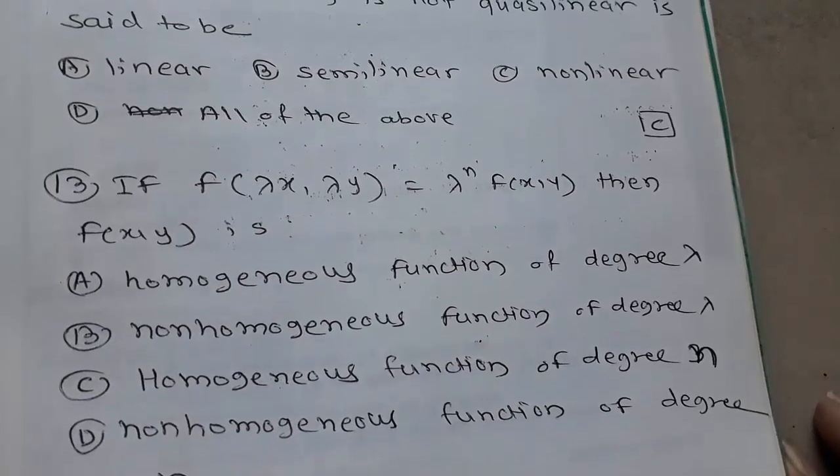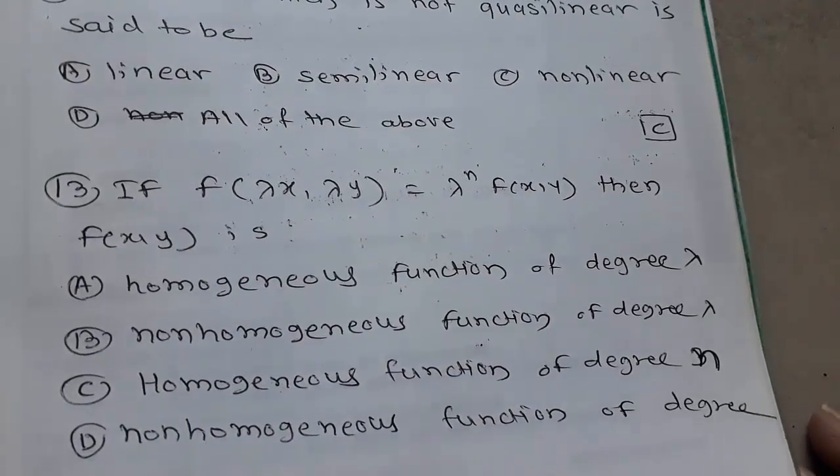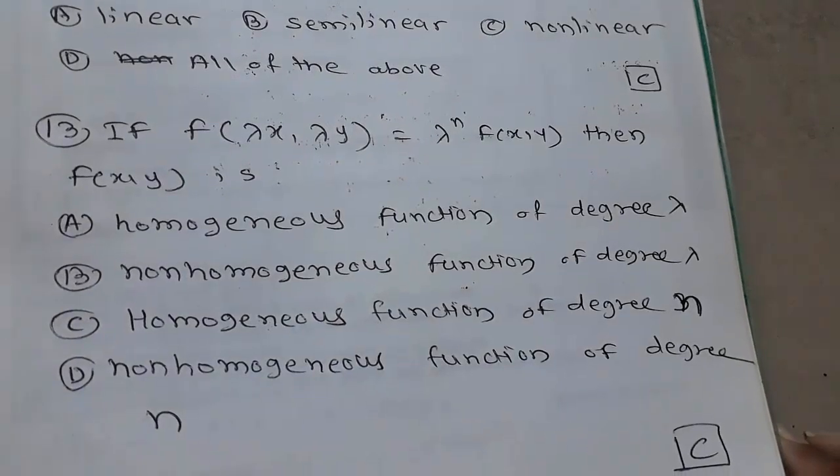13. If f of lambda x, lambda y equal to lambda raised to n f of xy, then f of xy is, options are A, homogeneous function of degree lambda; B, non-homogeneous function of degree lambda; C, homogeneous function of degree n; D, non-homogeneous function of degree n. Here option C is correct. The f of xy is a homogeneous function of degree n.